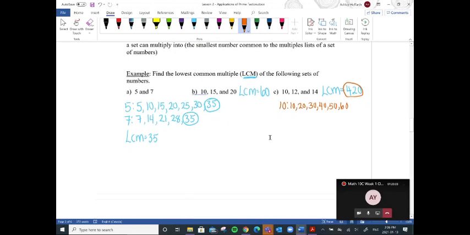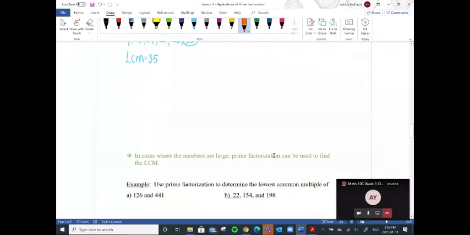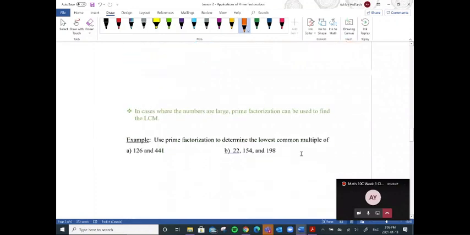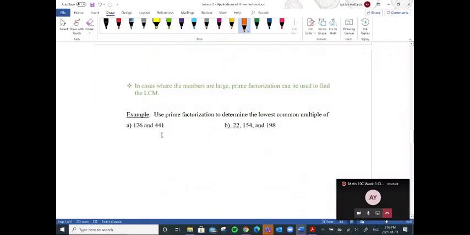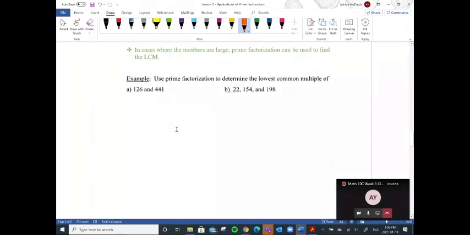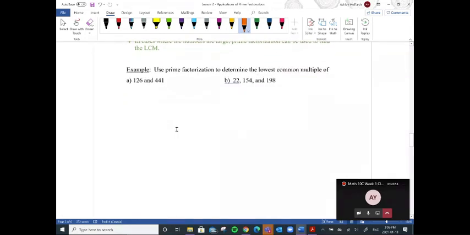So let's just jump down to the prime factorization here. Any large numbers, and I would suggest any numbers larger than 1-digit, use prime factorization. Okay, so we'll do these ones first, and I'll come back and maybe do the easier ones, or I'll just leave it for you to try. We'll do the tougher ones here together. So it says use prime factorization to determine the lowest common multiple of.